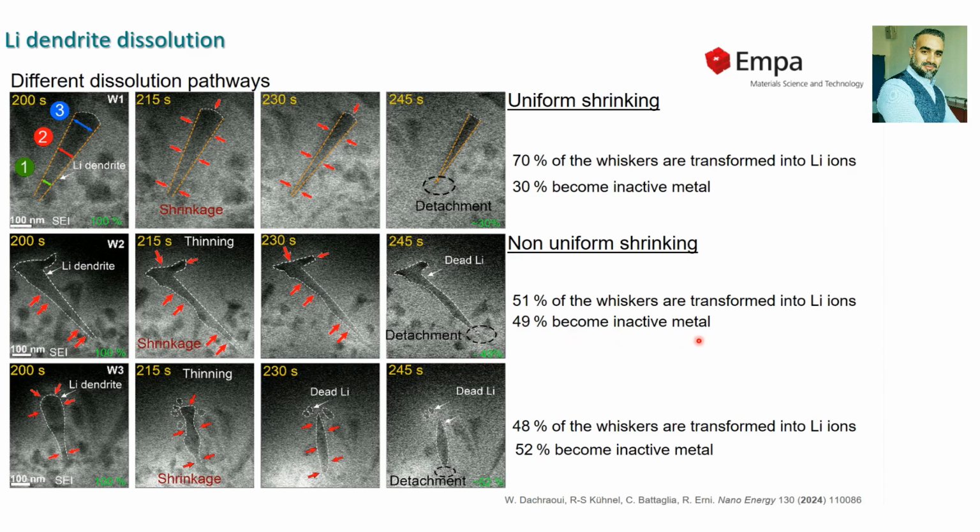The third and the last one is showing a special shrinking, where we have formation of islands, and we have different species of dead lithium formed until we have a disconnection or detachment of the lithium metal from the root, and we have also around 52% of the initial lithium metals became inactive metals.